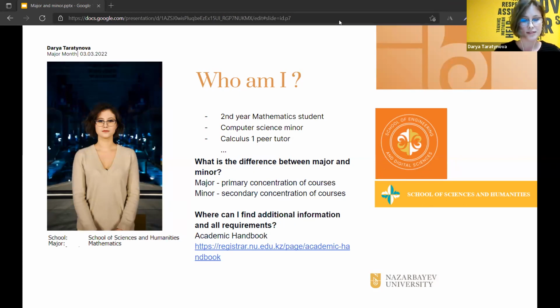So what's the difference between major and minor? Major is your primary concentration of courses, and minor is a secondary concentration of courses. Minor is optional. You can choose it and declare it during your third and fourth year. You can always check the registrar page to get some additional information. You can always download the academic handbook and read all requirements.